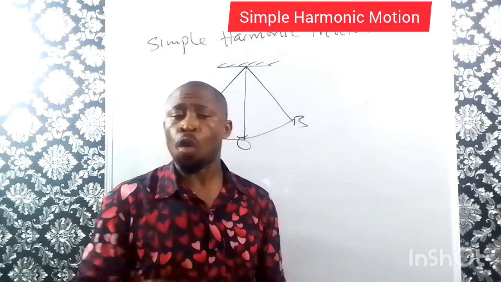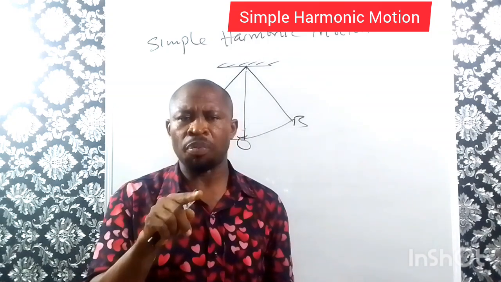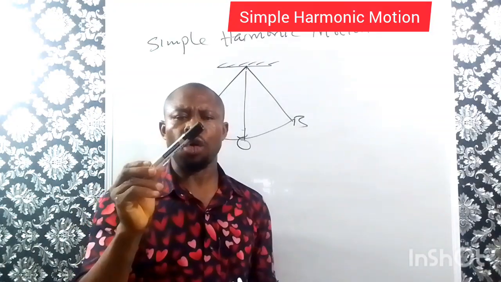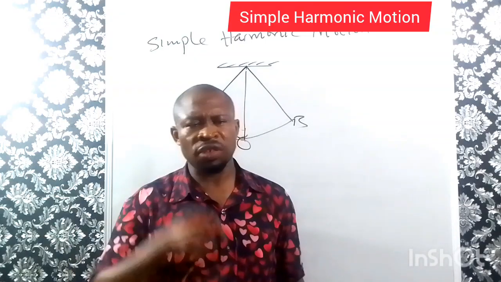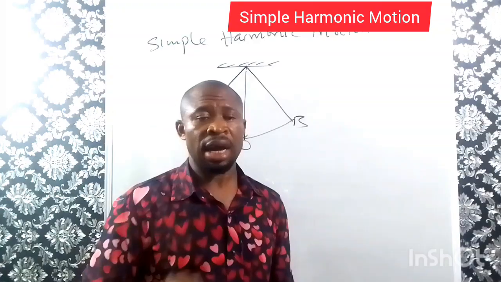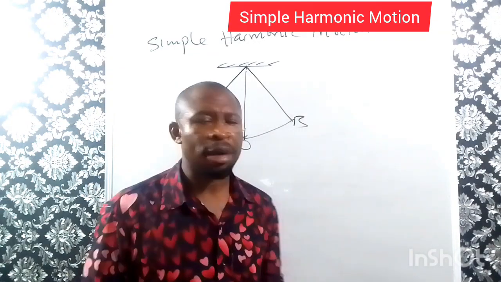Remember, simple harmonic motion can also move in a circular orbit. For example, if I tie this marker to a rope and whirl it around, it moves in a circular orbit. Of course, it is still an example of simple harmonic motion.